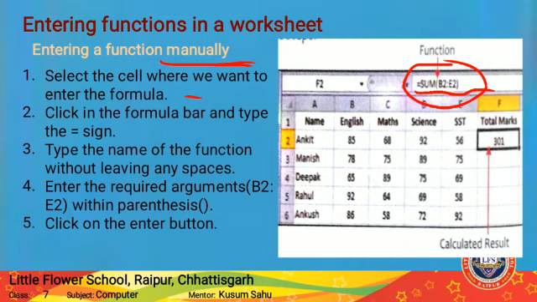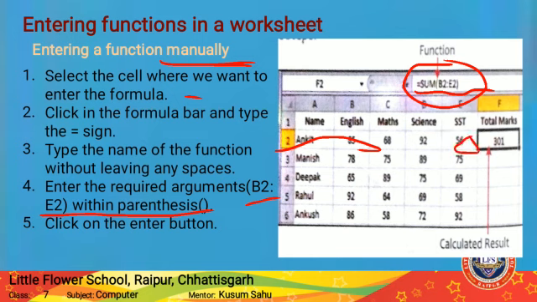We cannot give spaces in this formula. यहाँ space use नहीं होता है. After that, enter the required arguments. Means you can say formula, that is B2 and E2 within the parentheses, matlab means bracket. So you have to write what formula we have to calculate. B2 means here you can see B2 and E2 means here you can see E2 marks.